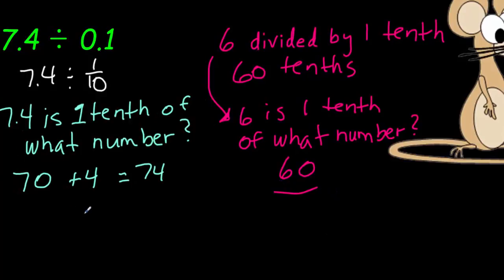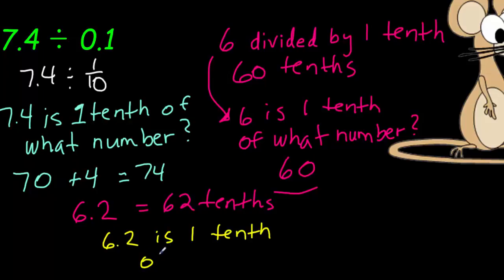Being opposites. What if we'd put, instead of the 6, 6.2? Same question. How many tenths in 6 and 2/10? Are we following the same pattern? 62 tenths. So then 6.2 is 1/10 of what number? You guys already know it. It's 62, because 62 is 10 times greater than 6 and 2/10. Therefore, 6 and 2/10 would be 1/10 of 62. Are you liking this?